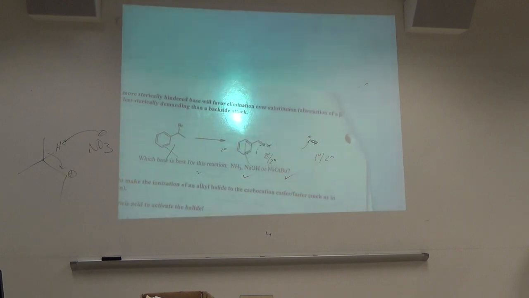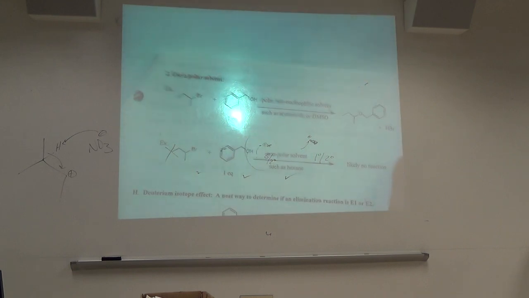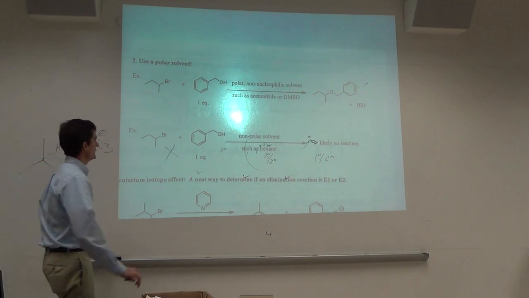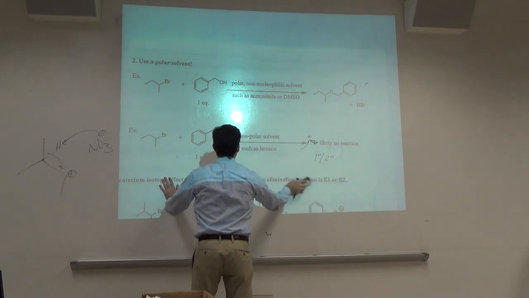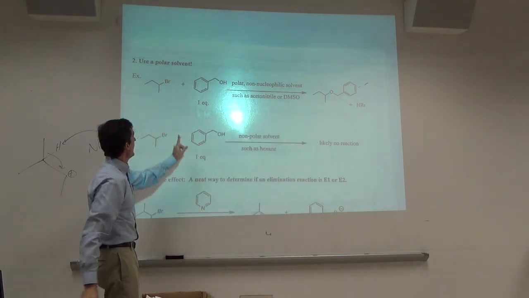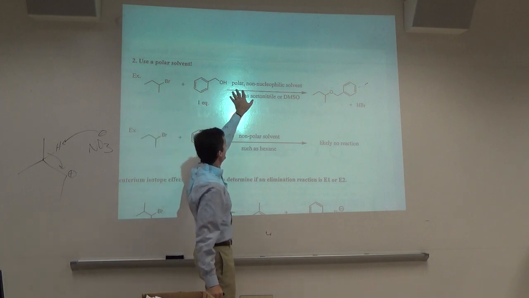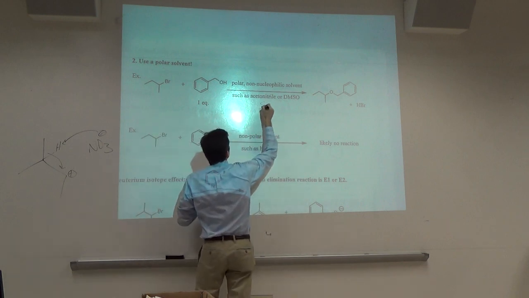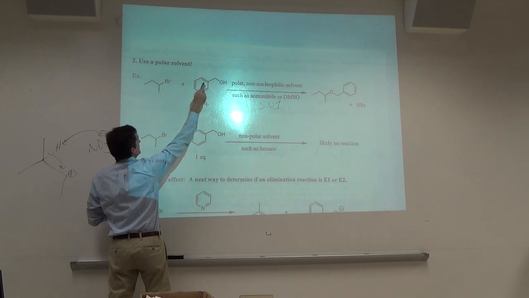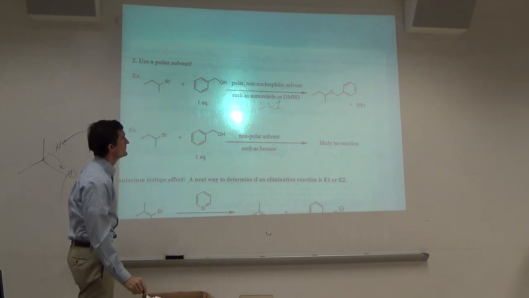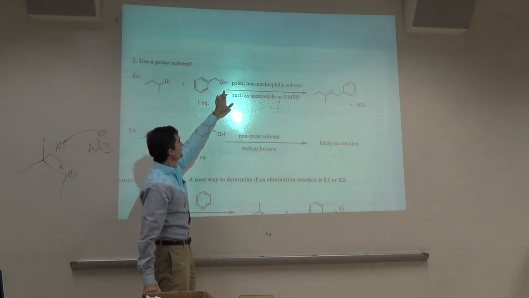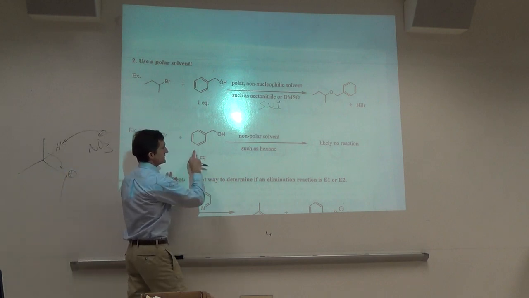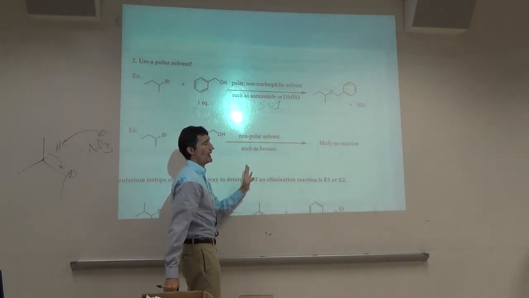Number two, how do you make ionization faster? Talk about making ionization of an alkyl halide faster. Use a polar solvent. You take this with benzyl alcohol and a polar non-nucleophilic solvent, you can get this product here by an SN1 ionization, and this attacks the cation. And then something takes the H, like Br minus takes the H. If you try to do this same reaction in a nonpolar solvent such as hexane, probably not going to react.